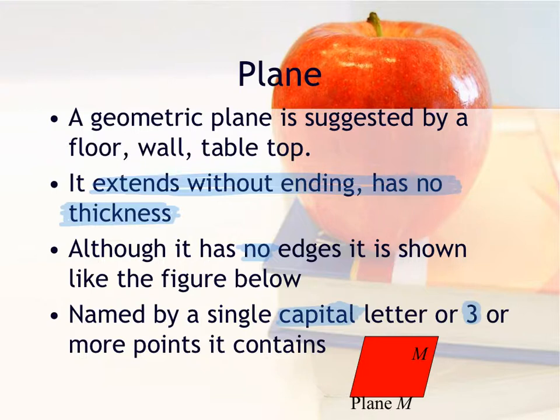So here would be my single capital letter, and usually it's in cursive when you name it with just 1 letter. If you name it with 3 points, let's say I draw a rectangle here, and I put 3 points in here. Let me go to the pencil. I would put point A, point B, and point C.